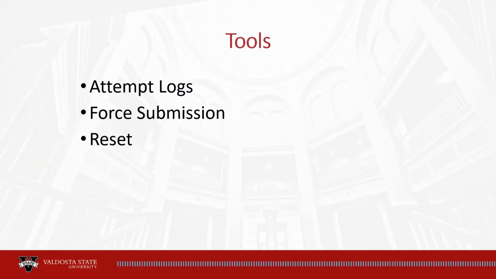3 tools are available for when you need to intervene in a student's quiz attempt. First, attempt logs. They'll help you see if a student has started a quiz or completed a quiz, and even see how many questions the students completed before the error has occurred. Secondly, forced submission. This allows you to submit a quiz for a student if they were unable to submit it themselves, whether that's because they got kicked out of the exam or they completed the whole thing and just closed it and forgot to hit submit quiz.